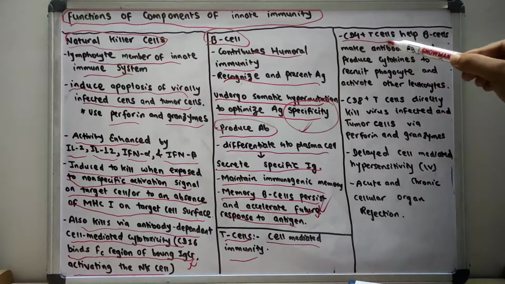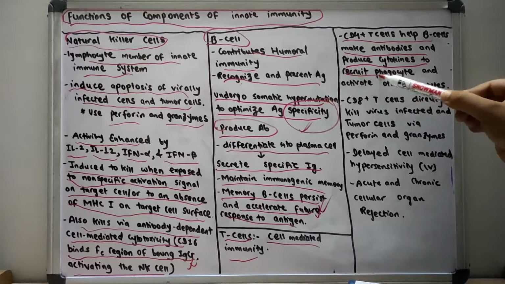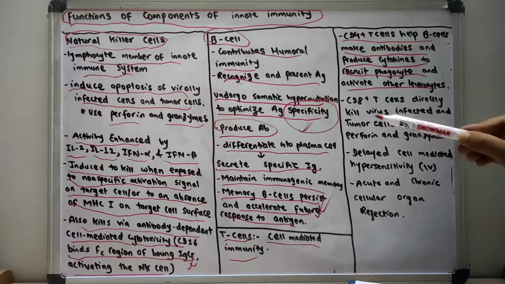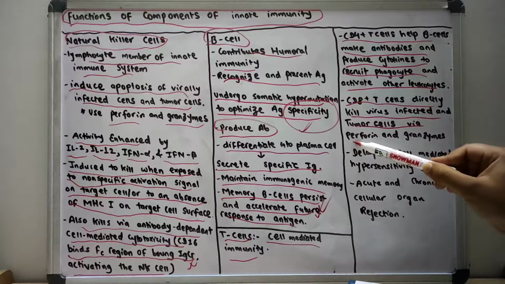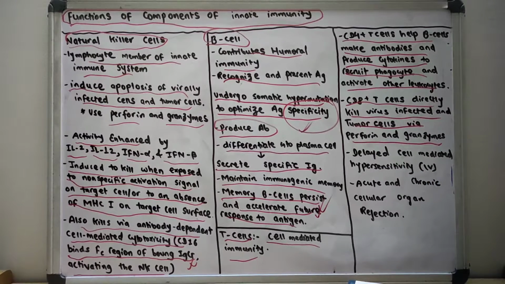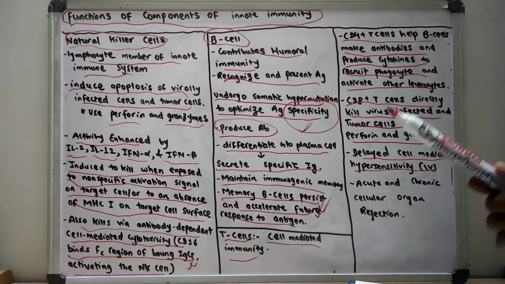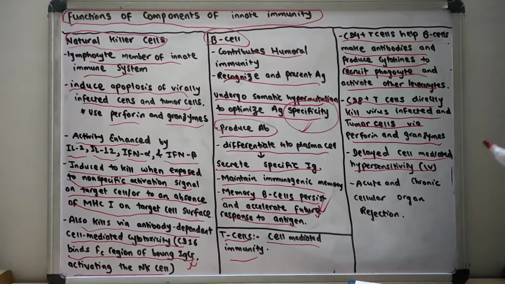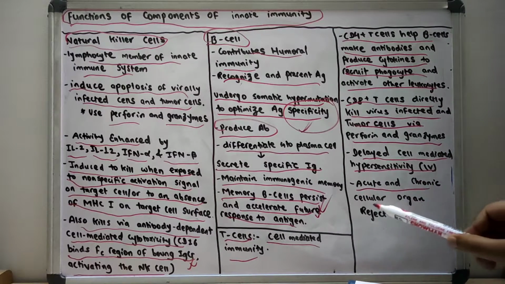The CD4 T cells help B cells to make antibodies and produce cytokines to recruit the phagocytes and activate other leukocytes, whereas the CD8 T cells directly kill the virus infected and tumor cells via perforin and granzymes. The T cells contribute to the delayed cell mediated hypersensitivity, which is also known as type 4 hypersensitivity. We will discuss this in detail in the hypersensitivity chapter. The T cells also contribute to acute and chronic cellular organ rejection.